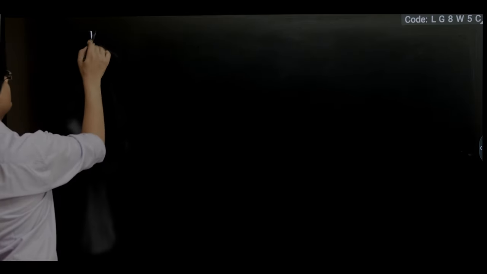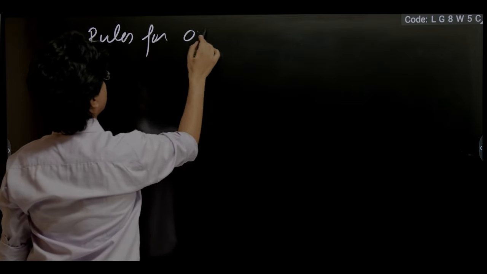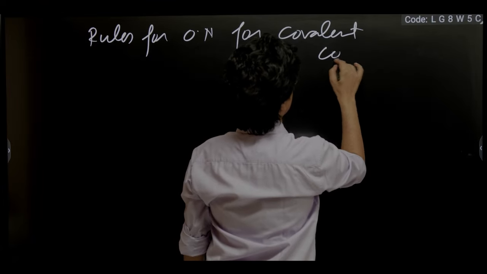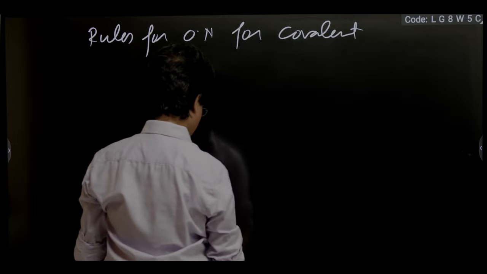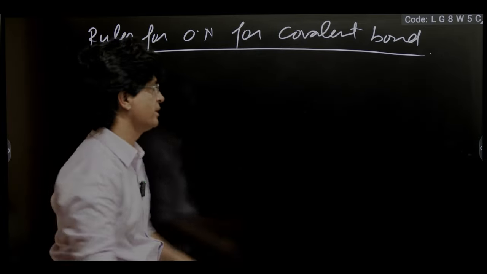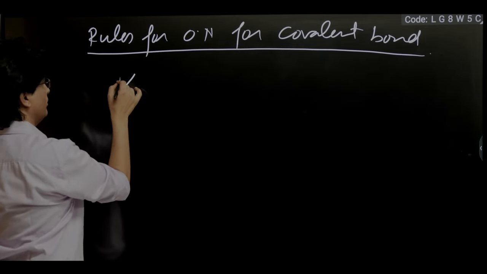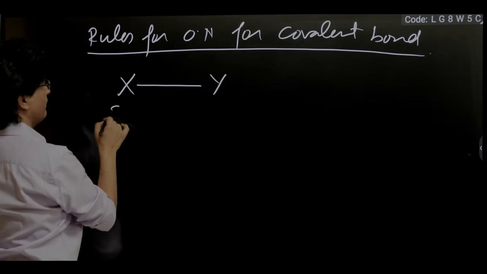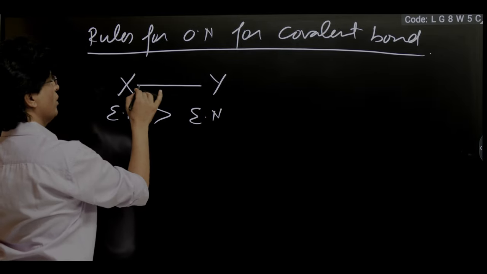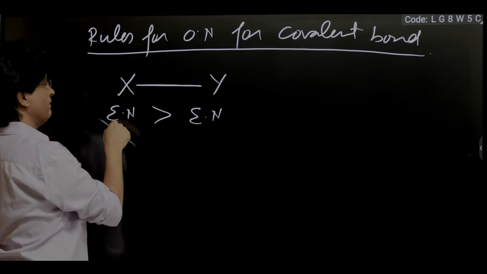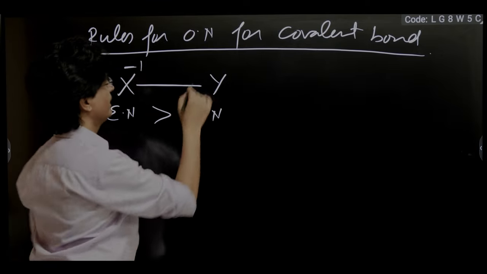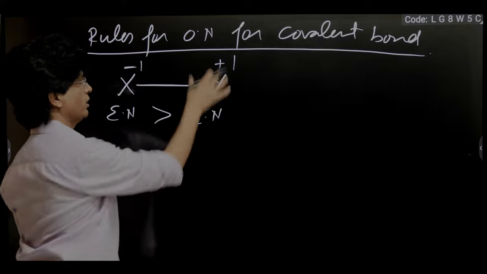Okay, chalo, next one is rules for oxidation number for covalent compounds, or covalent bonds I can say. Remember that, so simple. It's very simple. Say we have a bond X and Y, and if the electronegativity of X is more than the electronegativity of Y, in that case, for each bond, the element having higher electronegativity will have minus 1, and the element having lesser electronegativity will be given plus 1 as the charge or the oxidation number.